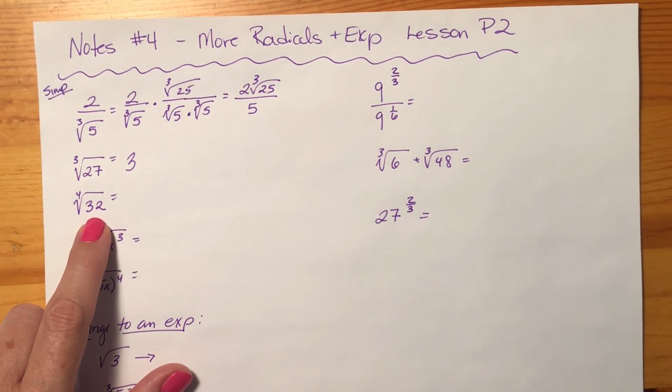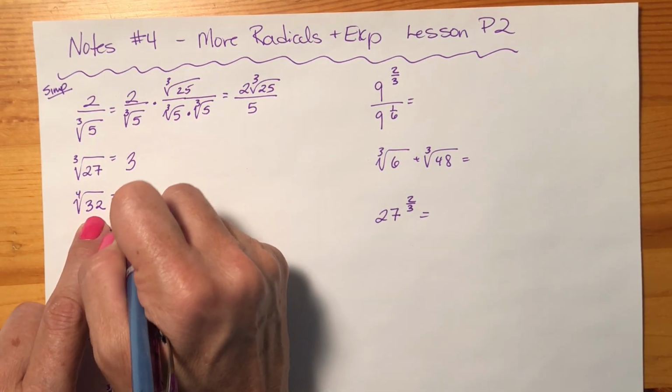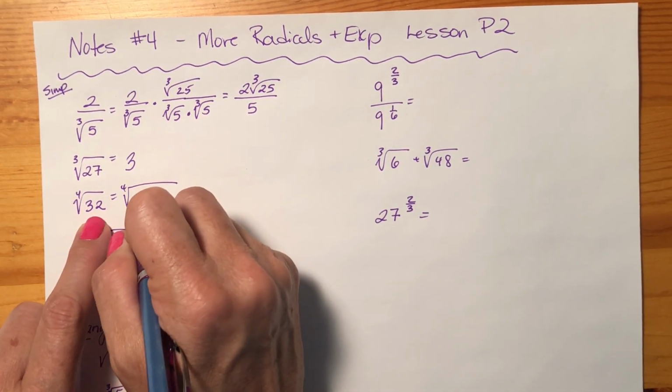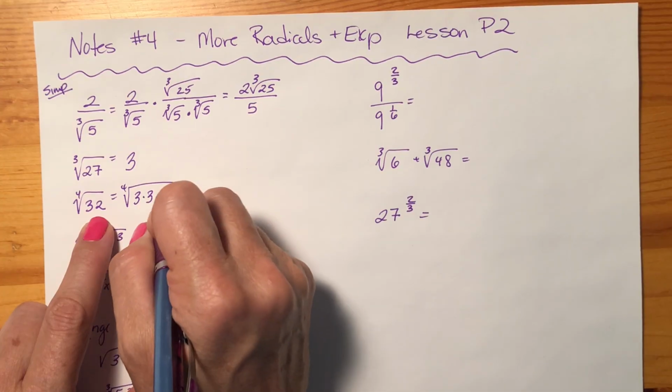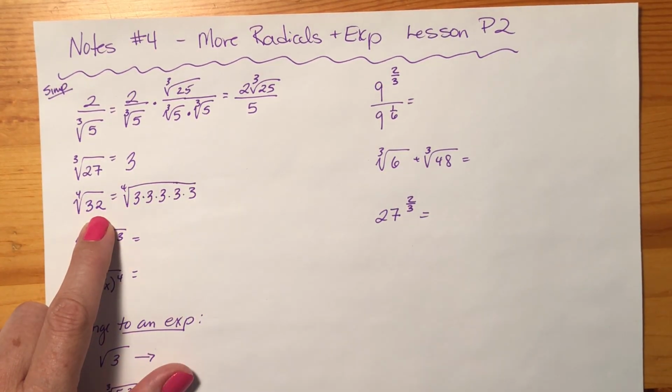But the 4th root of 32, not so quick, okay? Not so quick at all. I'm thinking to myself, 32. I know 32 is 3 to the 5th. 1, 2, 3, 4, 5. Okay, so I've got 3, 5. This is what's going through my head.